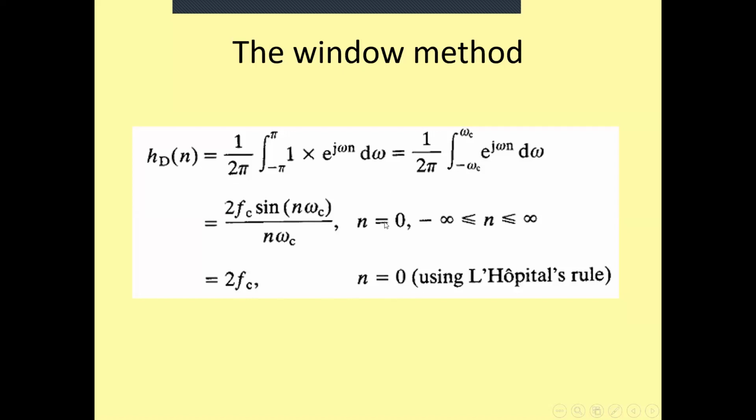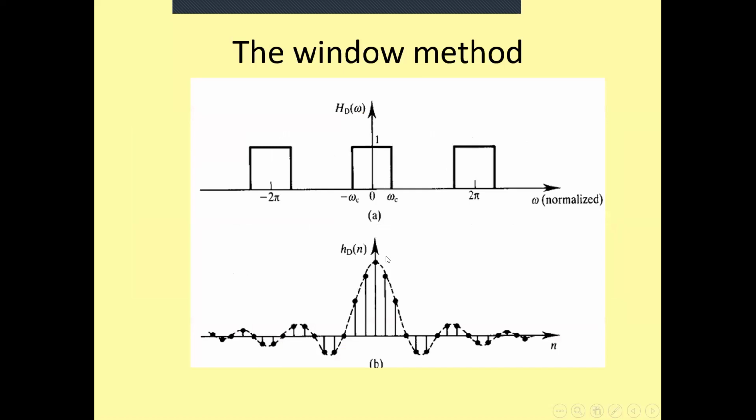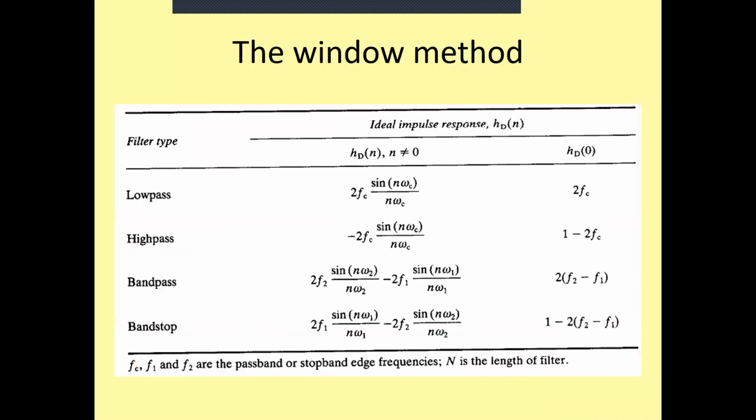Okay, this is a mistake in the book. This is 2fc when n equal to 0, and the other expression when n not equal to 0. Now, this is about the integration, and I mean the inverse Fourier transformation. So, of course, we are going to do the same thing for all kinds of filters. I mean low pass, high pass, band pass, and band stop filters.